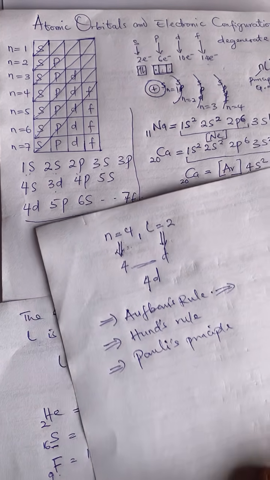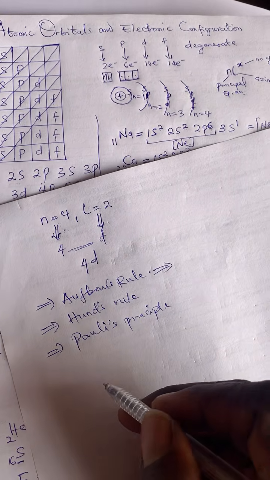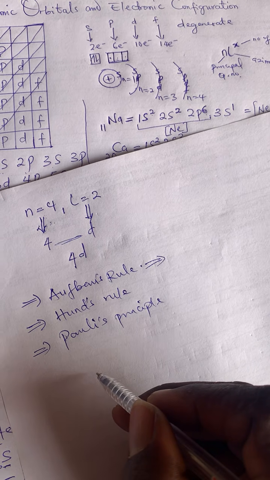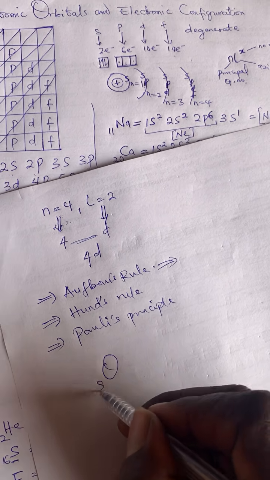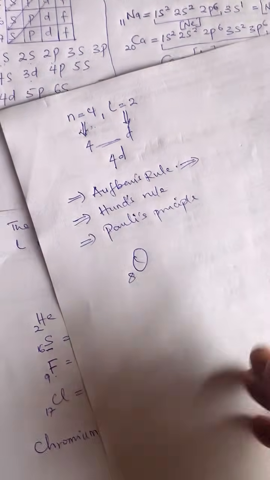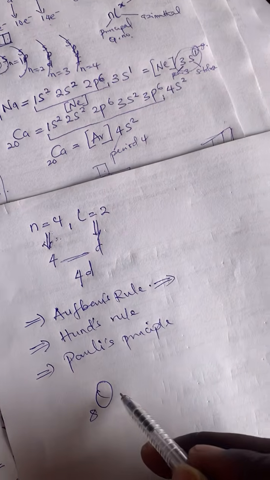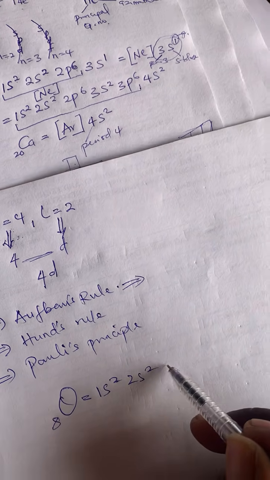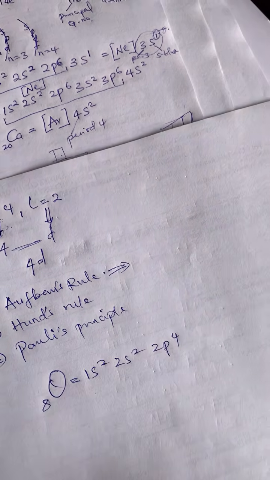Then before pairing is possible. Let us do a configuration. If, for example, we do a configuration for oxygen. Okay, we do a configuration for oxygen. Now, oxygen would be 1s2, then 2s2, and then 2p4.